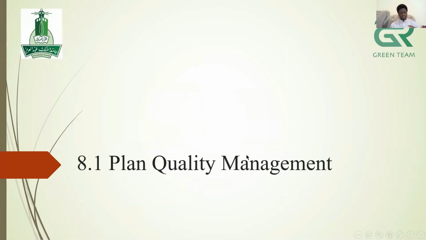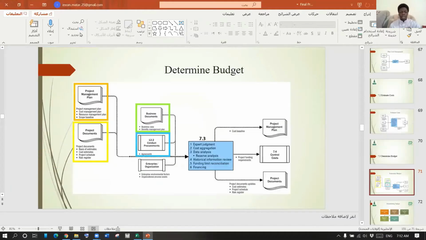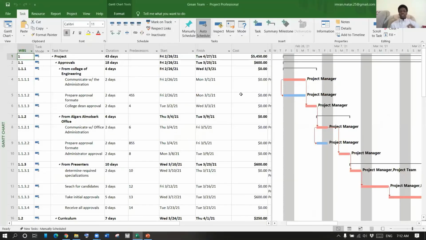MS Project helps us to see the total cost of the whole project automatically by entering all the costs that you are going to need in each of the activities. The software will calculate the whole budget for the project. In our case, it is 5,450 Saudi riyals. Okay.